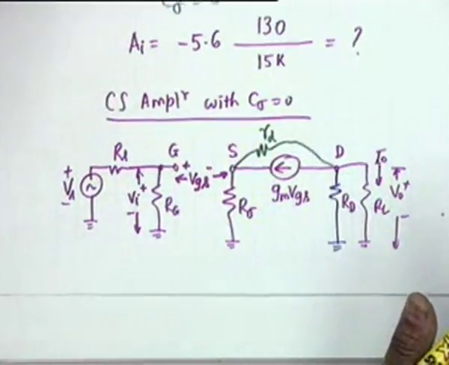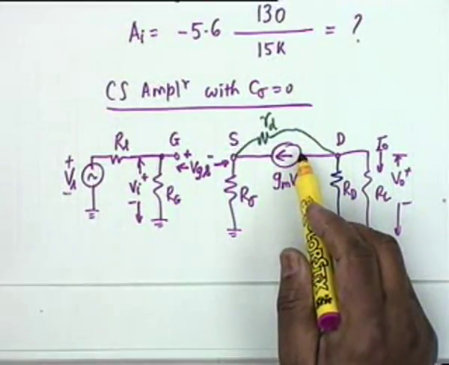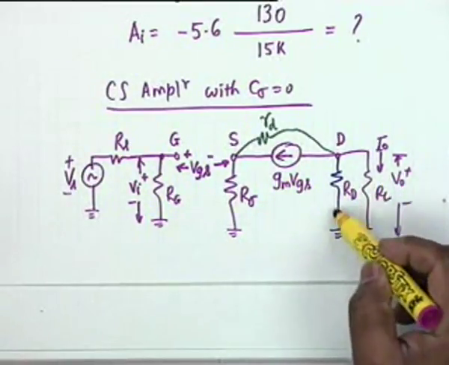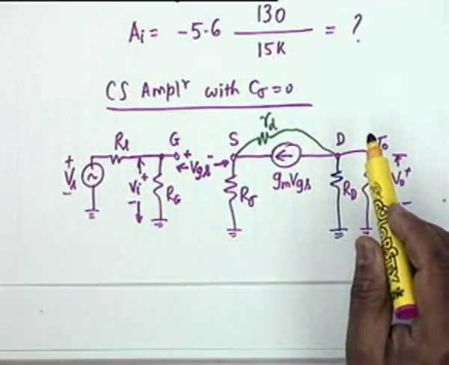It is said that if you can observe a problem carefully, half of it is solved. If you can observe this circuit carefully, the calculations will be very simple. gm vgs now no longer supplies only the parallel combination of RD and RL and small rd. Small rd is not in parallel at all.